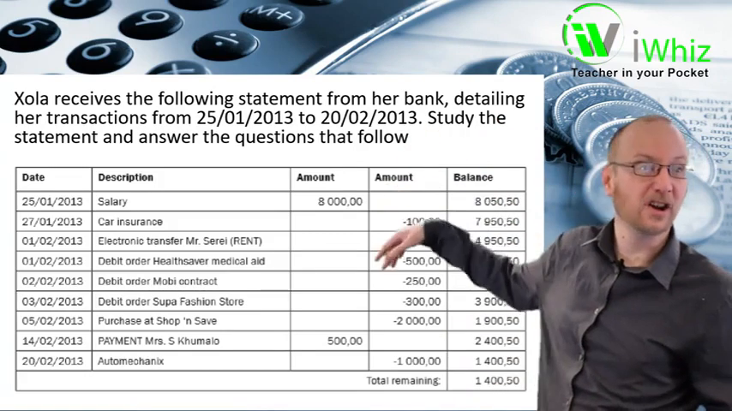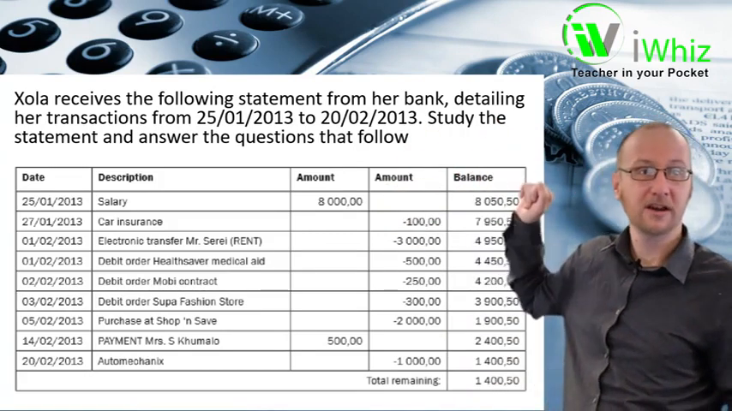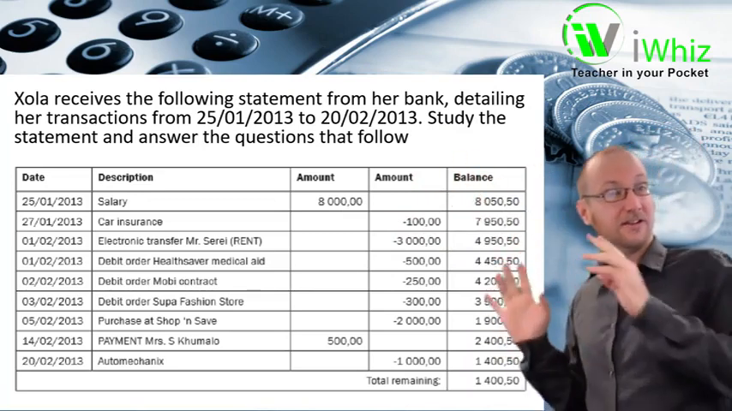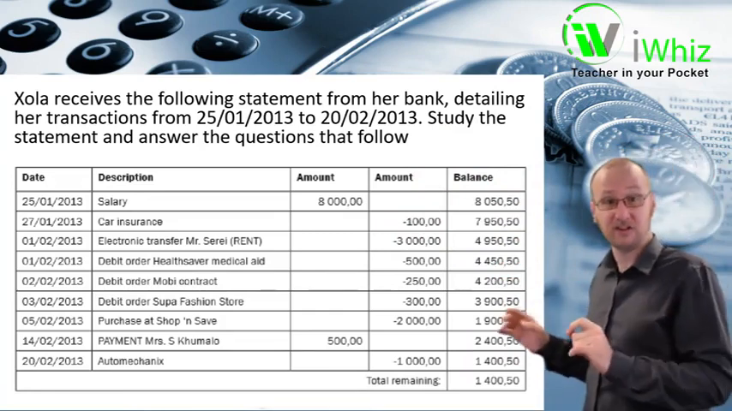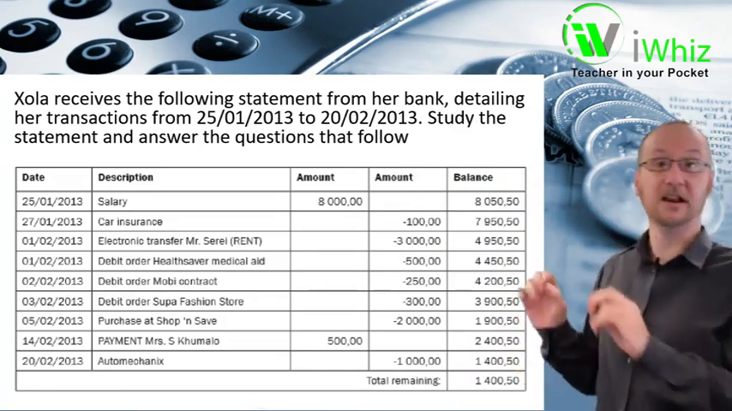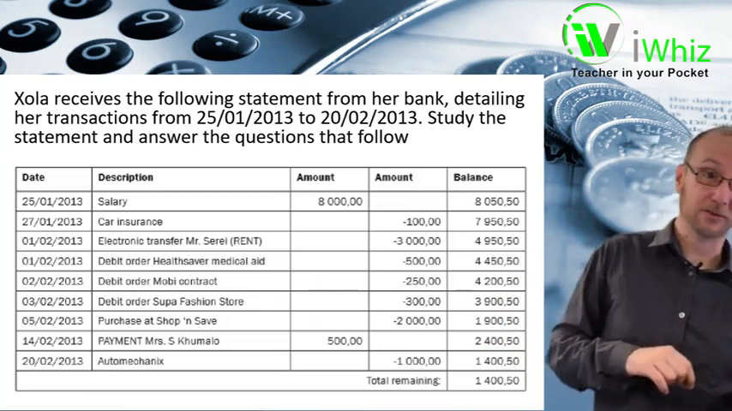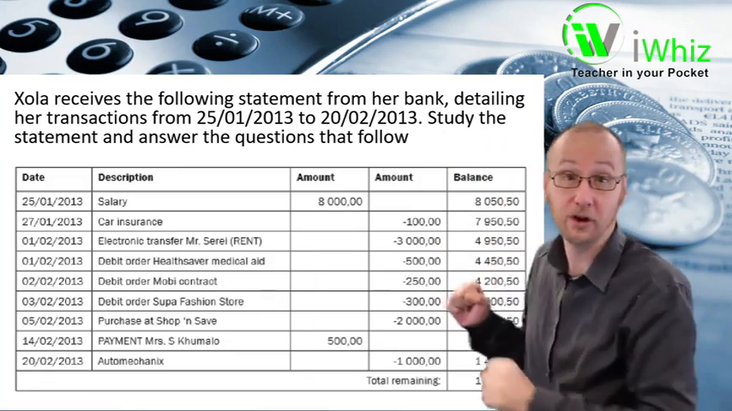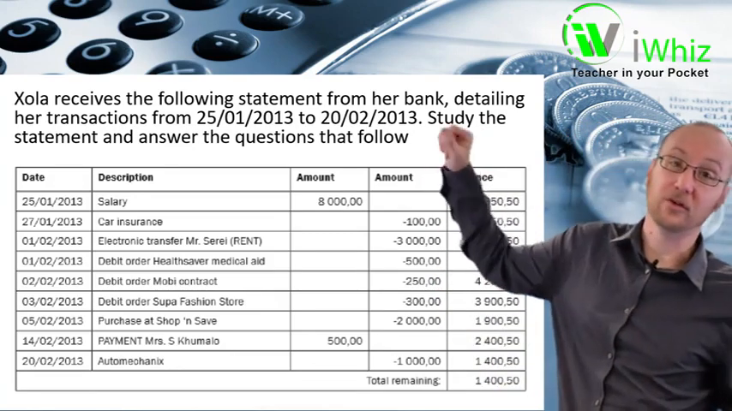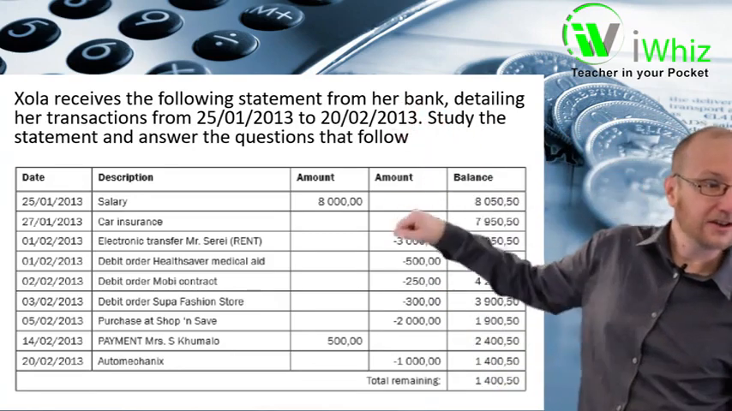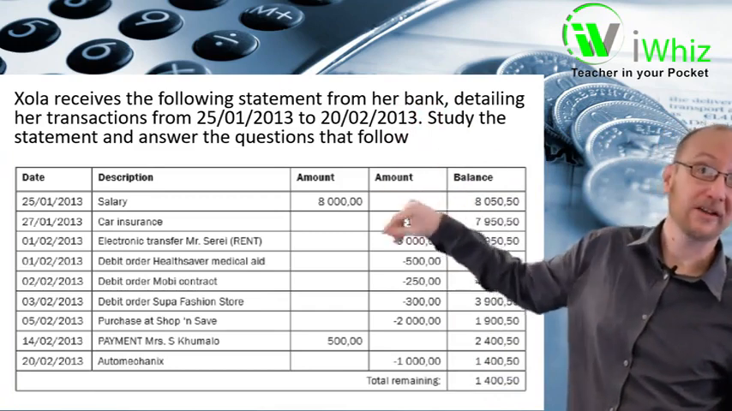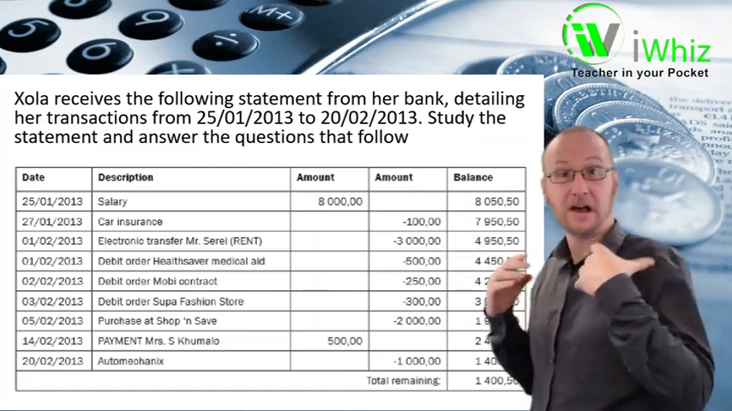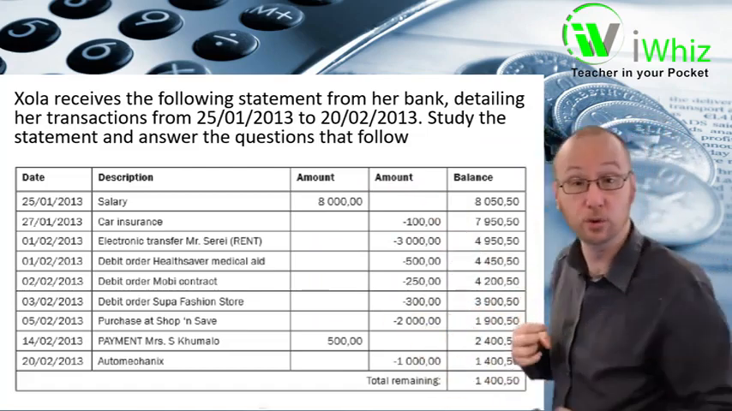And we go down, you see she pays car insurance, there was an electronic transfer to Mr. Sarai, etc., etc. The first question says, how can you tell the difference between debits and credits in this statement? Well, there are two ways. First of all, there are two separate columns. So in the first column, you see she receives a salary of 8,000 Rand. We go down that column, you see that she receives a payment of 500 Rand. So everything in that column is a credit. It's money that is paid to her.